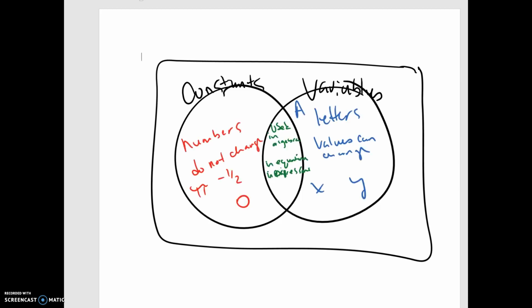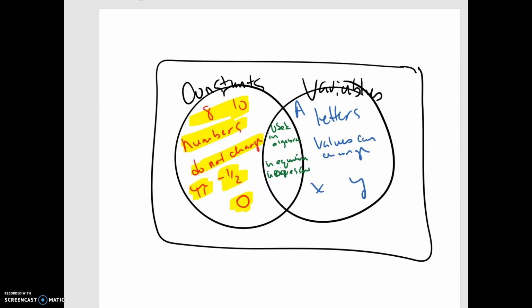Okay, so if we look at our Venn diagram, obviously there's infinitely many things that could go out into this nothing space, right? So we're going to ignore that and just look at what they have in common and what they don't. So constants are numbers, and they don't change. Like 0 is always 0, negative half is always negative half, pi is always worth pi, 3.14159..., 8 is always 8, 10 is always 10. So the reason we call them constant is because they stay constant, all right?